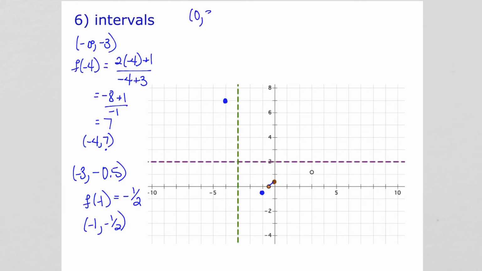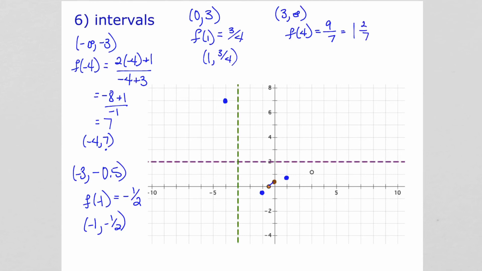Let's pick an interval between our y-intercept and our hole. So between 0 and 3. So f of 1 is 3/4. So we've got a point at 1, 3/4. And then we need to pick greater than the hole and we'll be done. So somewhere greater than 3. F of 4 will work. You get 9/7. That's 1 2/7. So a little over 1. Maybe right there.